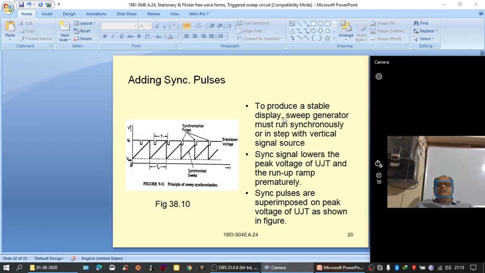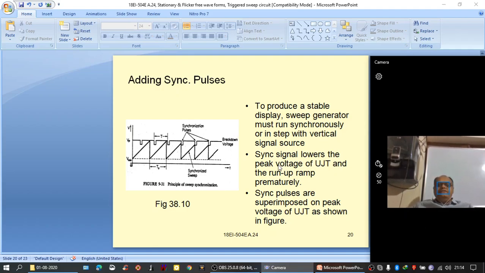To produce a stable display, the sweep generator must run synchronously, or in step, with the vertical signal source. The sync signal lowers the peak voltage of the UJT. Every time the sync signal is applied, the UJT peak voltage is temporarily brought down and it is turned on. With the UJT turned on, the capacitor discharges at a very rapid rate to the valley voltage, and then the UJT turns off and the capacitor linearly charges to VD.